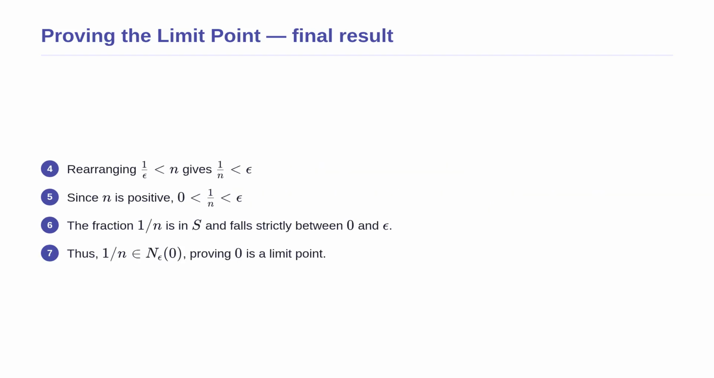Continuing our proof, we rearrange the previous inequality. By multiplying both sides by epsilon and dividing both sides by n, we find that 1 over n is strictly less than epsilon. Since n is a positive integer, the fraction is also strictly greater than 0. This inequality proves that the fraction 1 over n, which is a member of our set S, falls strictly between 0 and epsilon. Therefore, it lives inside the right half of the neighborhood.